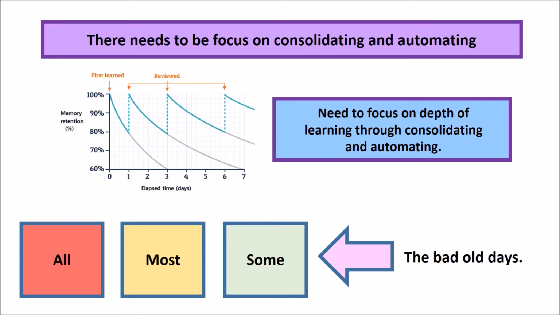Automating knowledge is what is going to ultimately help us and our students to defeat the old enemy, i.e. Ebbinghaus's forgetting curve. So we need to focus lots and lots on consolidation and automation.